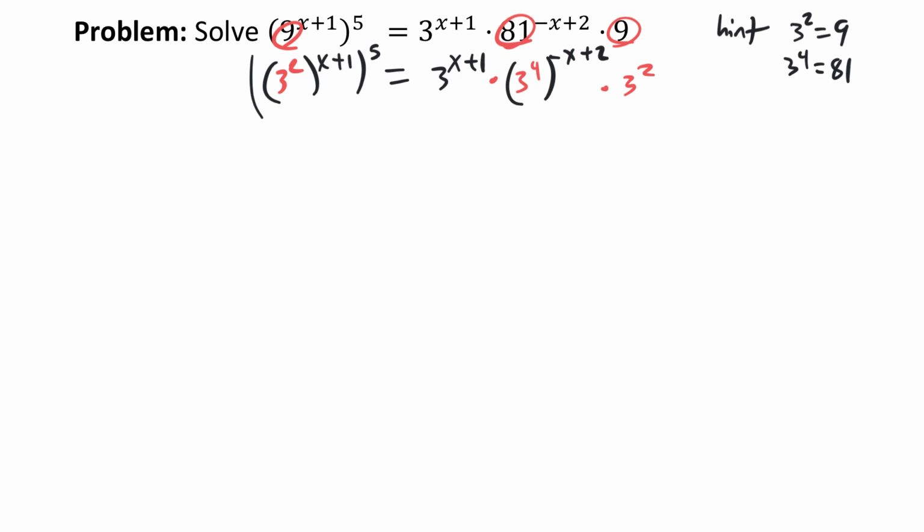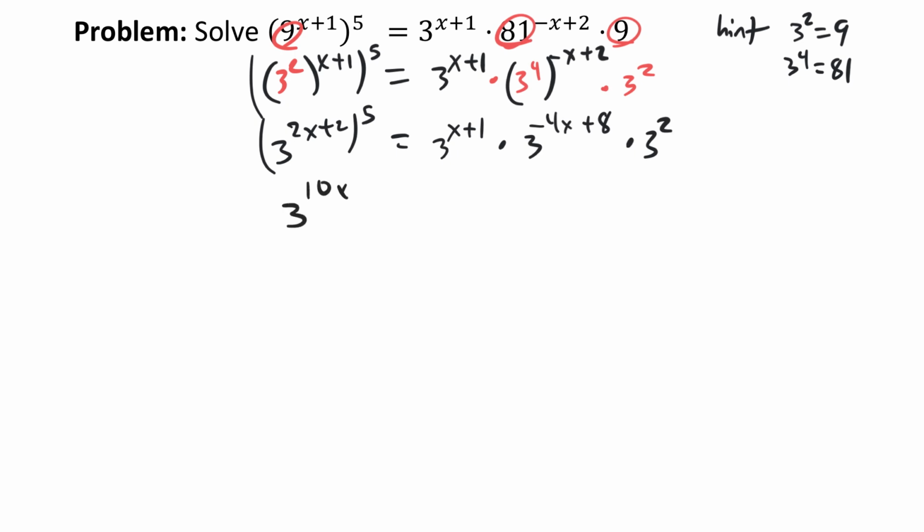Now on the left, 3 to the 2x plus 2, so we multiply that 2. But we still have the 5 there. I guess I'll multiply the 4, so 3 to the negative 4x plus 8. Okay, well now we got to multiply again here, 3 to the 10x plus 10. And because these are all 3's, we can add the exponents. So x plus 1 minus 4x plus 8 plus 2.